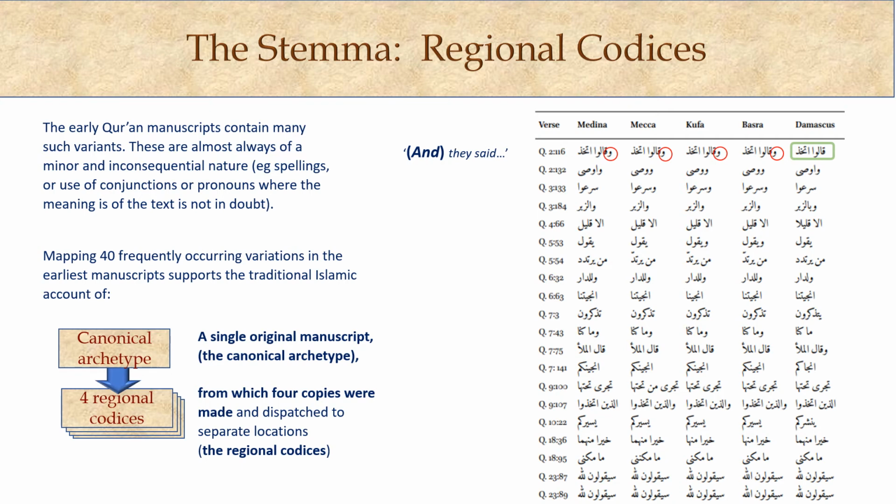However, the Damascus writing tradition does not have this letter. For manuscripts from Damascus, it simply says, they said. It makes absolutely no difference to the wording of the Quran or the meaning of the Quran, but it does show that the regional codex that went to Damascus didn't have this letter in.